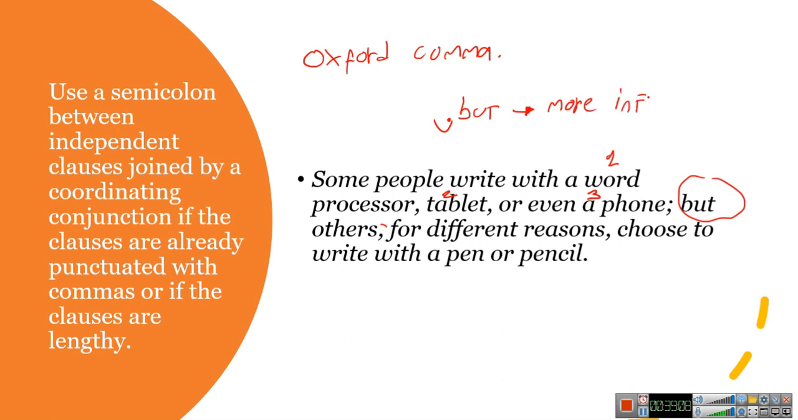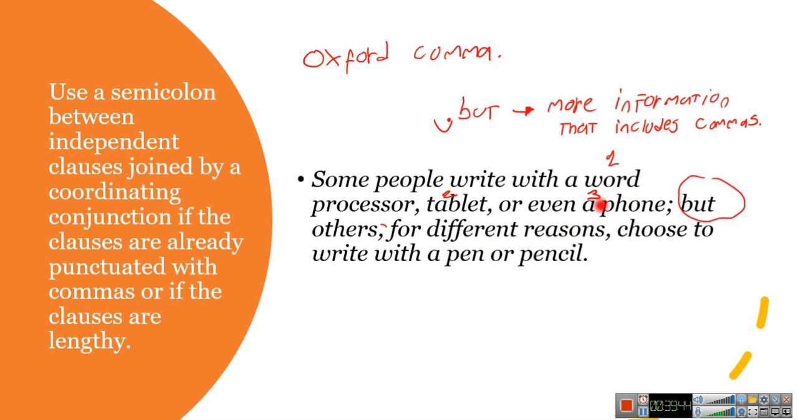But what type of information? One information that includes more commas. Okay. So some people write with a word processor, tablet, or even a phone. But, and why do I put the semicolon here? Because that "but" is giving more information about our second independent clause.